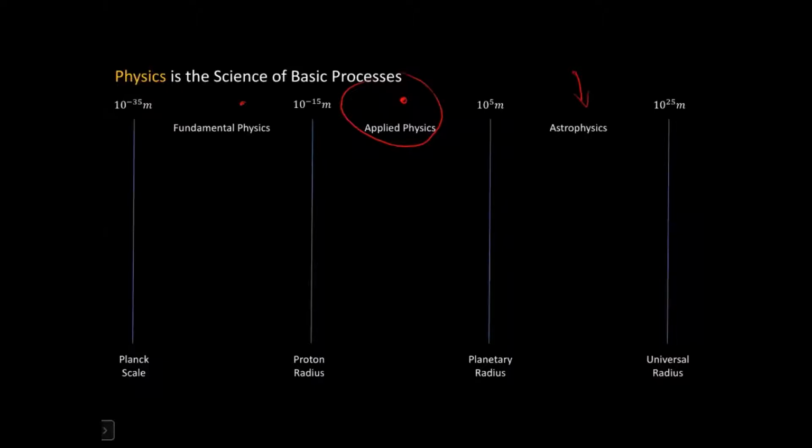So these are all different scales. You'll see that I go from 10 to the minus 35 meters. That's called the Planck scale, to 10 to the 25 meters, which is basically the radius of the known universe. It's a little bit larger than the radius of the known universe, but it looked nice if I put these exactly 20 orders of magnitude away. That's 10 to the 20 times each one of those things. So you see for applied physics, we're going from the proton radius to the planetary radius. That's a little bit smaller than the Earth, but not excessively smaller.